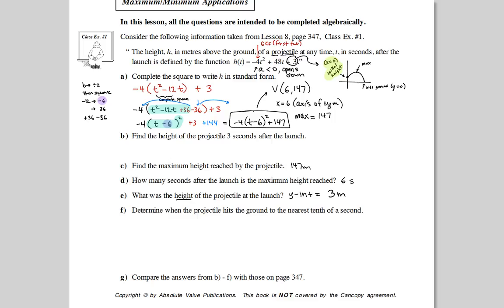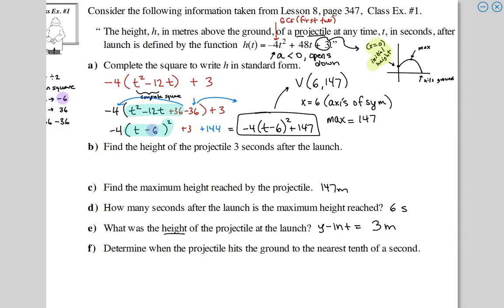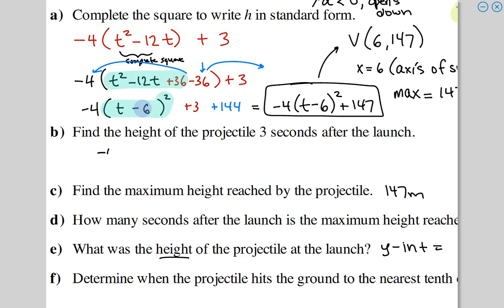Determine when the projectile hits the ground. Okay, so let's do B and F. Let's start with B. What is B even asking? Read it. It says find the height when what? So it's giving you an x value. So use your formula and just switch time to 3. So negative 4 times 3 minus 6 squared plus 147. If you typed it identical to that in your calculator, you'd get it.